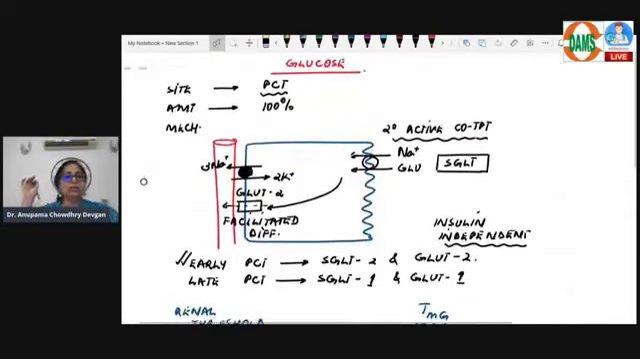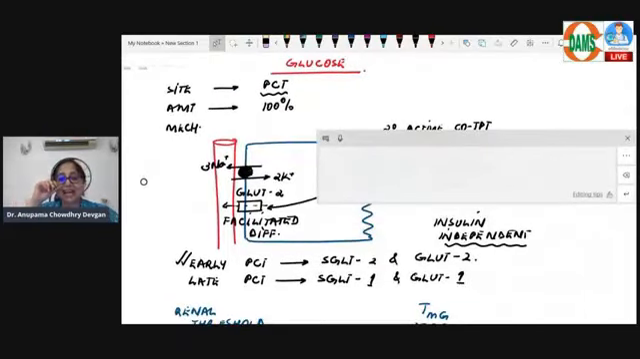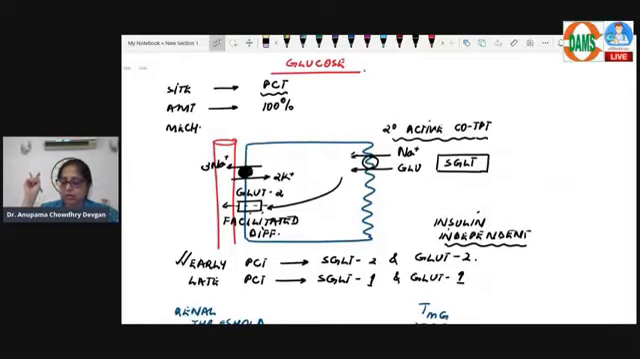There are two extremely important terms that I need to discuss with you: what is renal threshold and what is TMG? We've done TM in the first class. If you remember, it was called transport maxima, and I told you transport maxima means it's a maximum rate of transport. All carrier mediated transports will have a maximum rate.